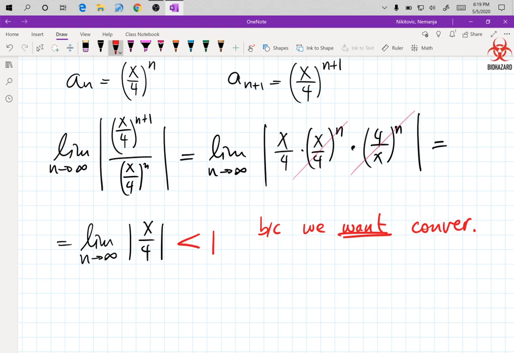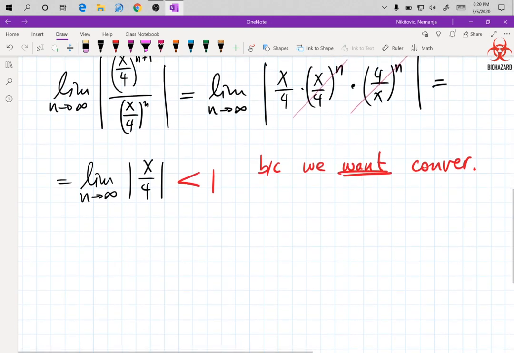convergence. Okay, so what is the goal of the problem? The goal of the problem is to find x's for which the power series converges. So, because we want the convergence, we are the ones that are setting this less than 1, because that's what we want, right? And now we have to solve this. Now observe that this has no n, so the limit will do nothing to it. So we'll just have absolute value of x over 4 less than 1.